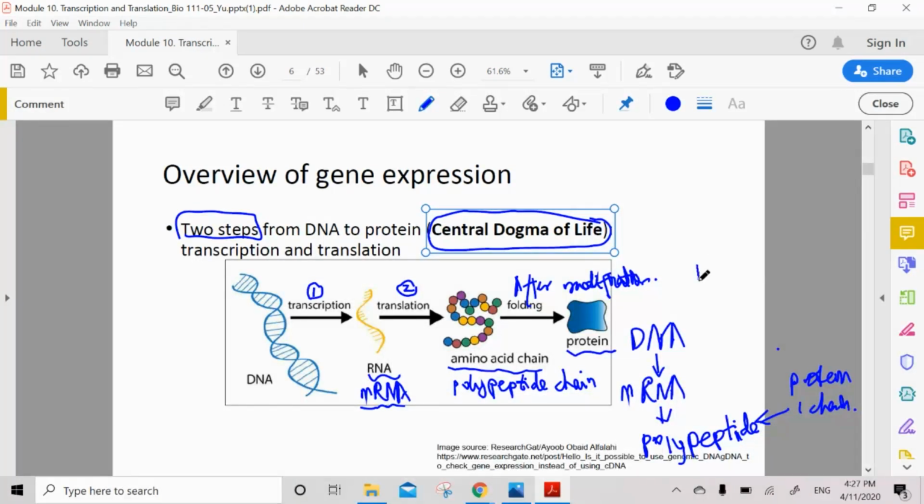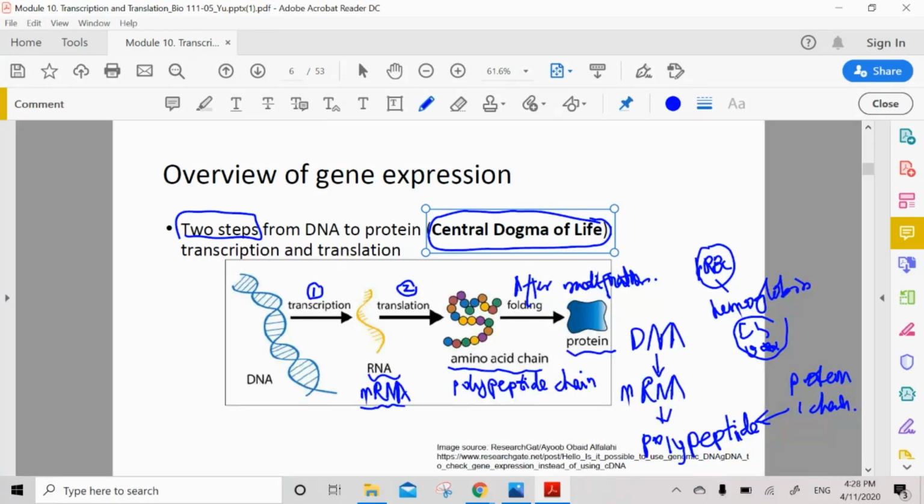Remember hemoglobin in red blood cells? Hemoglobin actually binds to oxygen and carries oxygen. So hemoglobin has 4 chains, right? 4 chains. So it probably requires multiple genes to make this protein. So that's the central dogma of life.